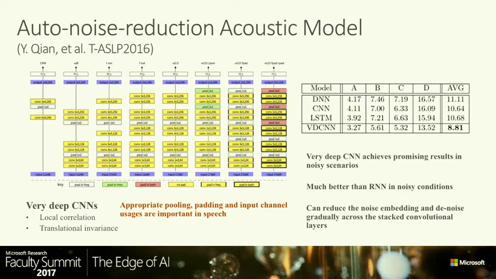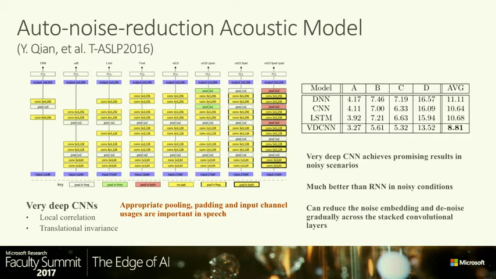Here we list some very deep convolutional neural network architectures in our experiment. We find that the appropriate pooling, padding, and input channel usage are very important in speech recognition. Here is the result comparison on the different models. We can see the proposed very deep convolutional neural network achieves promising results in the noisy scenarios, and it is much better than the recurrent neural network in these noisy scenarios.